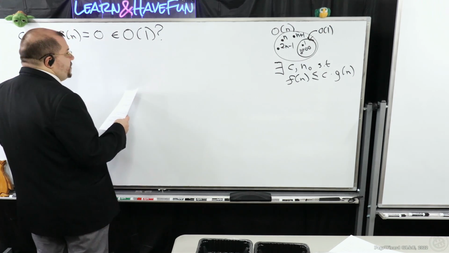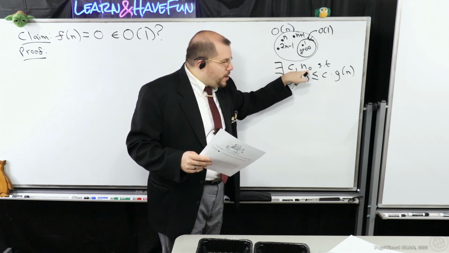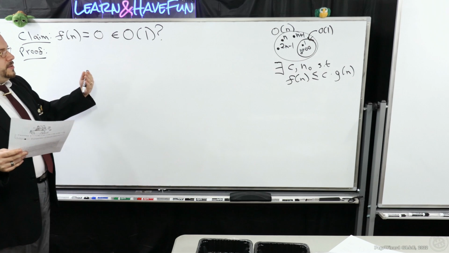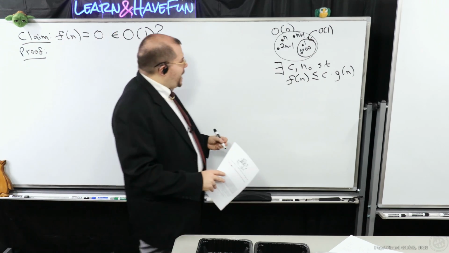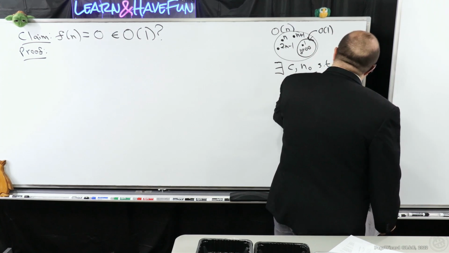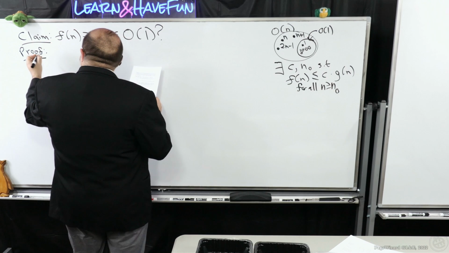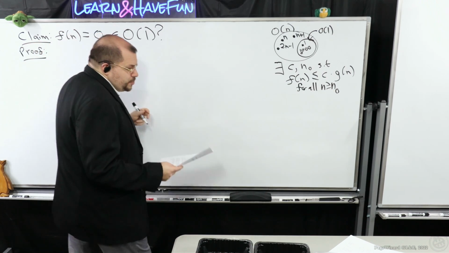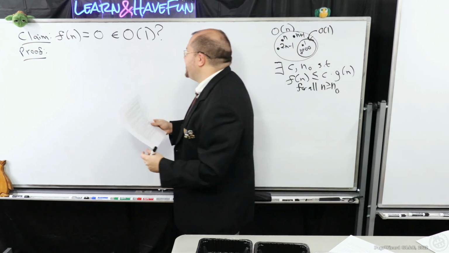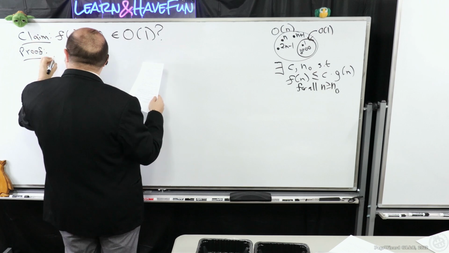Now remember, the definition says that there exist these two constants. Remember, this is a positive real number. This is a positive integer. We have to find these two constants such that for all n greater or equal to n0, let me just add that in right here, this inequality is satisfied. So let's prove this together. And this is a really easy one, okay? You can easily pick up the pattern of this proof and use it in all sorts of different places.